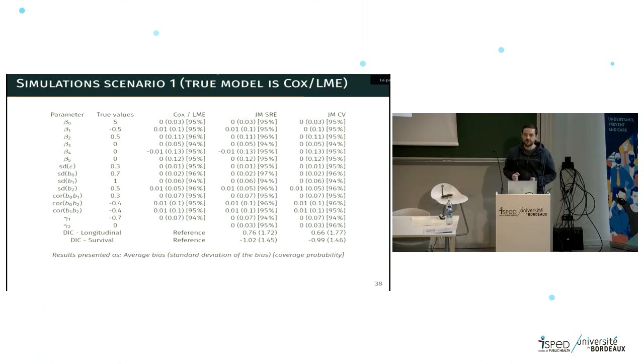How do we quantify uncertainty? Is it good or not? It should be 95% because it's a 95% interval. What we can see here is all the models are unbiased and give good properties.